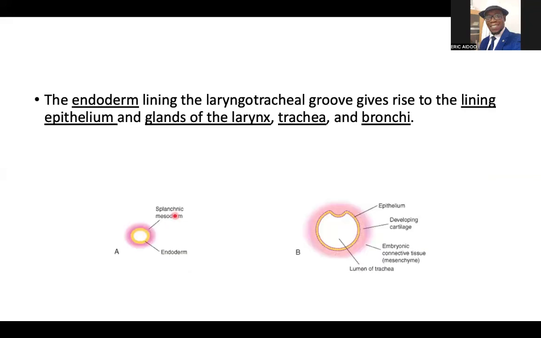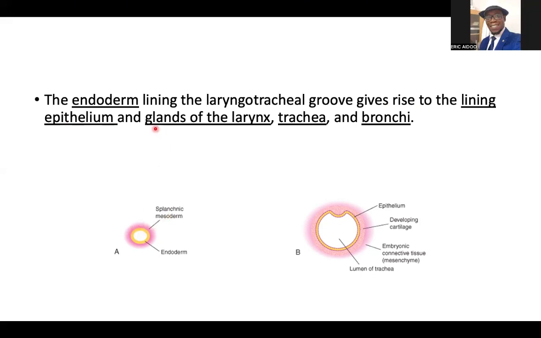Now we want to see the derivatives of the endoderm, and then also the mesoderm, and then the connective tissue, or if you like, the mesenchyme. The endoderm lining the laryngotracheal groove gives rise to the lining epithelium, which makes sense. So the lining epithelium, and that is the tube. That's the endoderm. Then that is the splanchnic mesoderm.